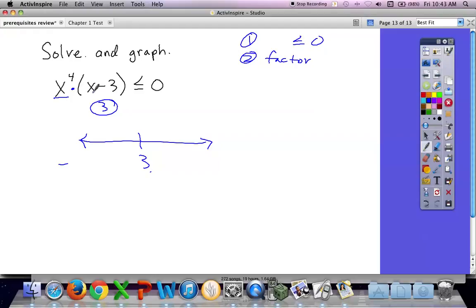Plug in a number like 4. 4 minus 3 is positive. So it's actually positive on this side, and it's negative on this side. Right? Which one do we need? We need the less than or equal to 0. So we want that interval right there. It should be a closed circle, shaded to that side. If you did the interval notation, it would be negative infinity to 3.